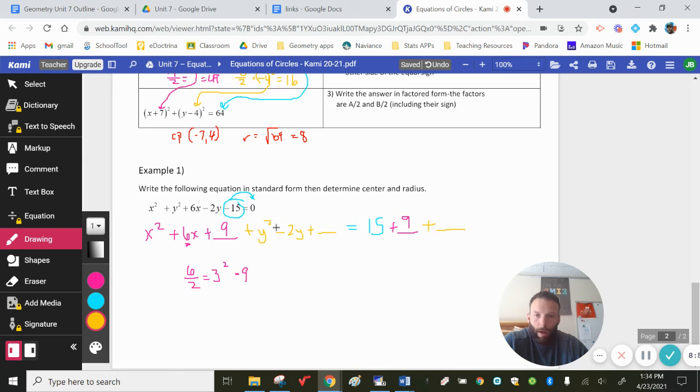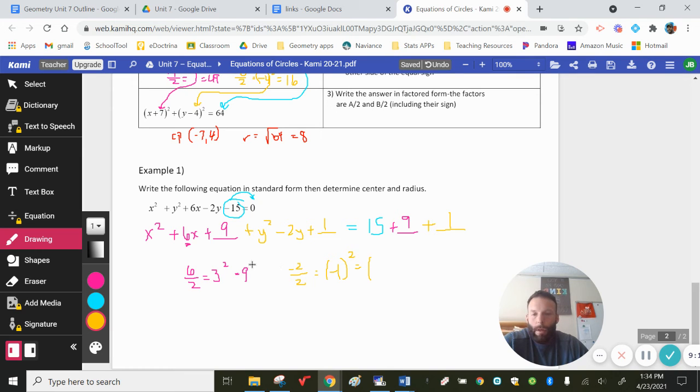Now let's talk about the y term. So I'm going to take the value of b, which is a -2, and I'm going to divide that by 2. The quotient there is a -1. And I'm going to take that term and square -1. That gives me a +1. So I'm going to add another 1 to both sides here and here.